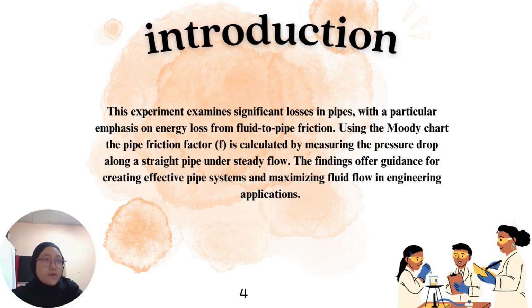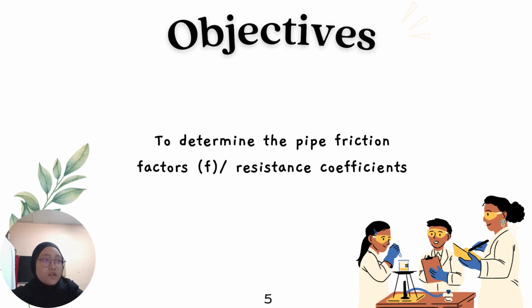So, introduction of the experiment. This experiment examines significant losses in pipes with a particular emphasis on energy loss from fluid to pipe friction. Using the Moody chart, the pipe friction factor F is calculated by measuring the pressure drop along a straight pipe under steady flow. The finding offers guidance for creating effective pipe systems and maximizing fluid flow in engineering application. The objective of this experiment is to determine the pipe friction factors F, or what we call resistance coefficients.